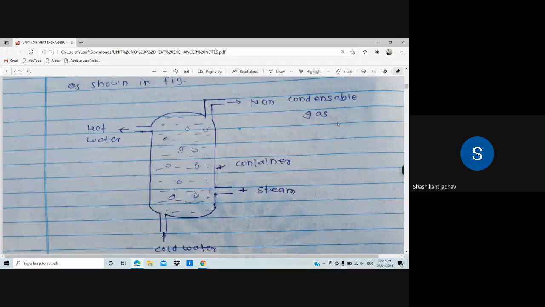Okay, this is one container. So cold water and steam are mixing with each other. So cold water is converted into hot water, and whatever non-condensable gases are there leave from the upper side. Okay, so all of you draw this diagram. This is the example for the direct contact heat exchanger. Okay, mixing of hot fluid and cold fluid.